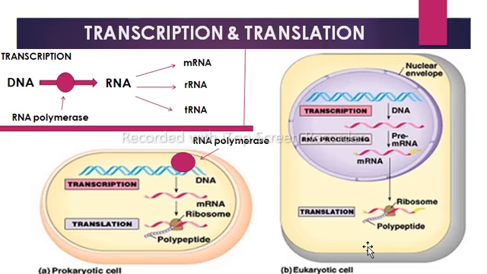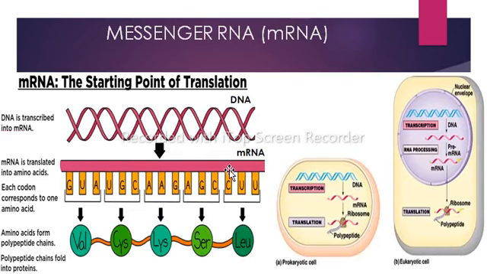Messenger RNA is a single-stranded RNA molecule which is complementary to a gene on DNA. It contains triplet nitrogen bases, or 3 nitrogen bases, called a codon, and each codon codes for a single amino acid. From DNA, a gene carries the message for protein synthesis. That's why it is called messenger RNA.